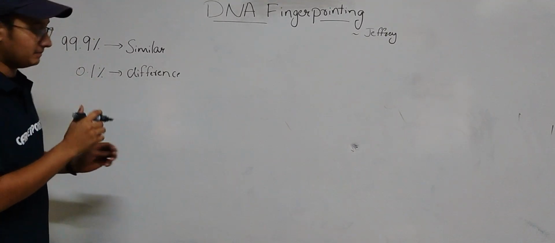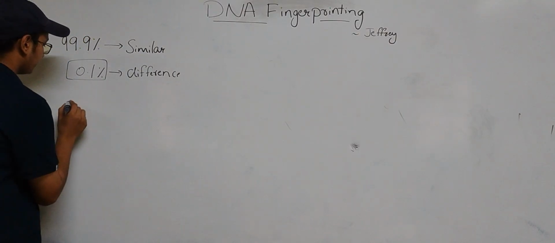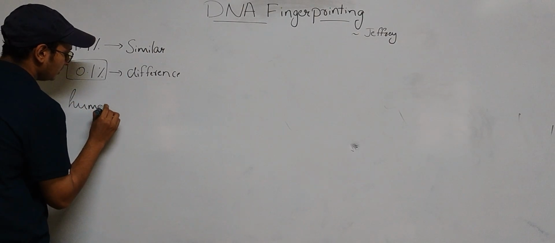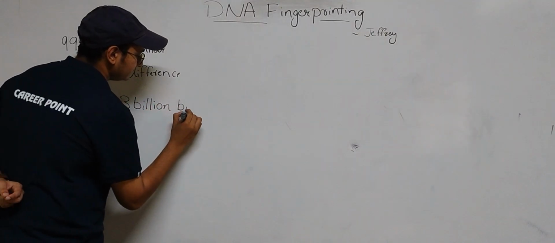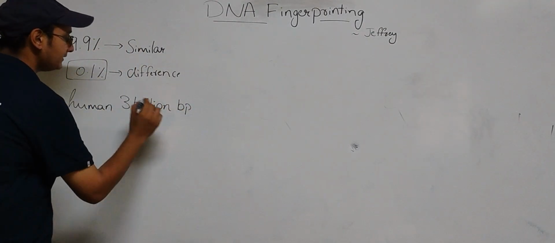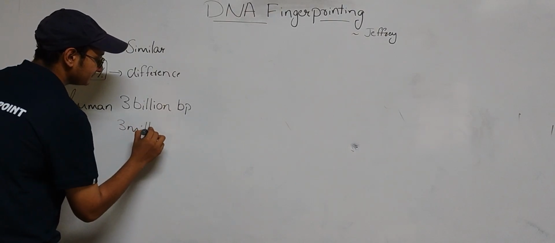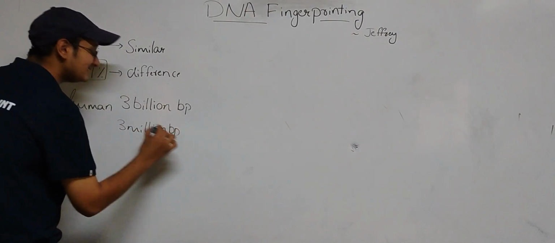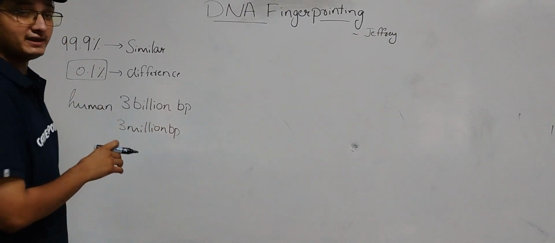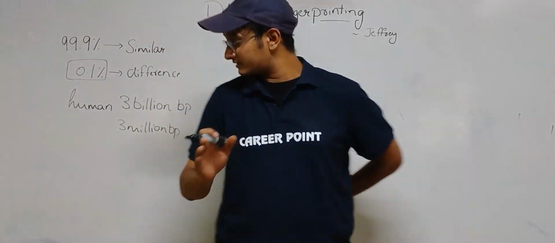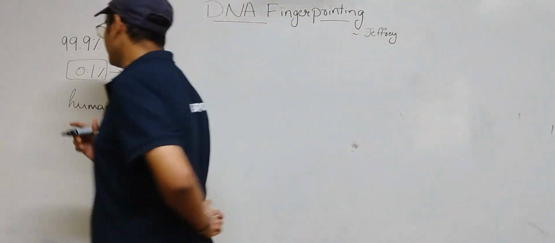This might look very small, but this is a very big thing. Because if we take the human genome, we have around 3 billion base pairs. In 3 billion, 0.1% means 3 million base pairs. So this is not a small number. This is a very, very big number. This is the reason why we are different, because there is a difference of 3 million base pairs between me and you. That's the reason why we don't look alike.